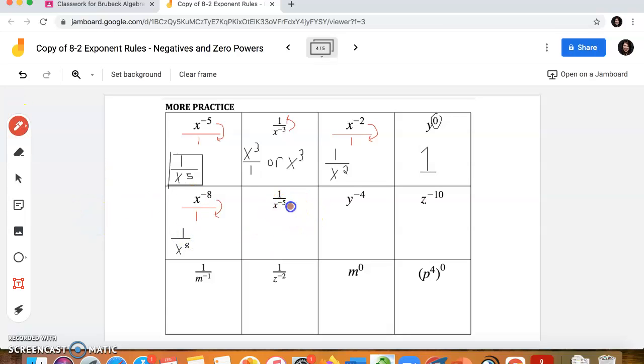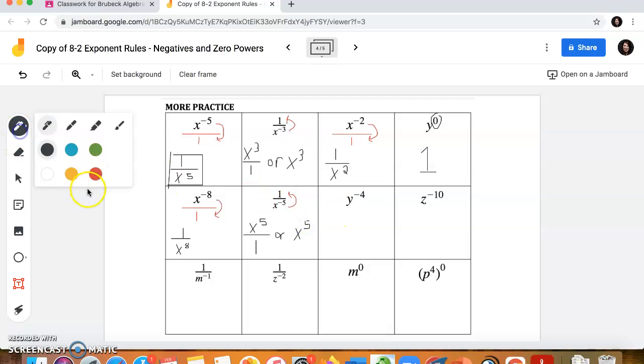Here we need to bring our x up because we have a negative exponent. So for our answer, we're going to have x on the top, change our exponent to a positive 5, and then a 1 on the bottom. Or you could write the answer as x to the 5th. Either way, those are both correct.